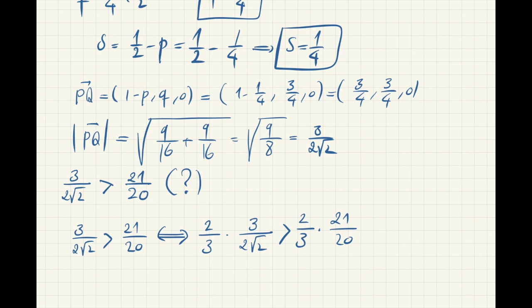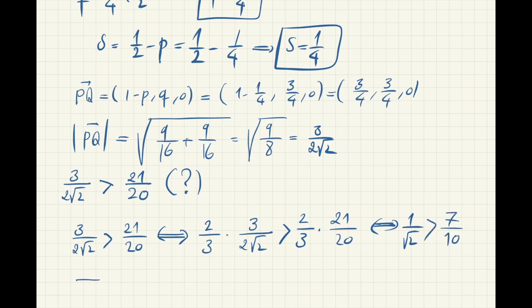Yes, this is again equivalent to this: the 3 and 3 cancel, the 2 and 2 cancel, so I am left with 1 over square root of 2, and on the right hand side the 21 becomes 7 and the 20 becomes 10, so it becomes 7 over 10. Yes, greater than 7 over 10.